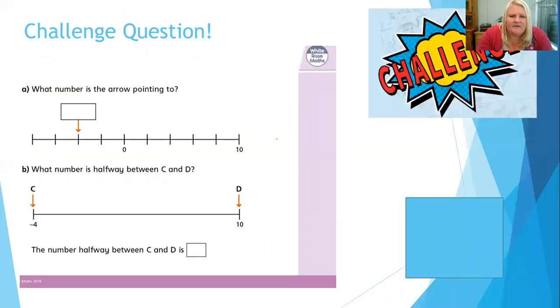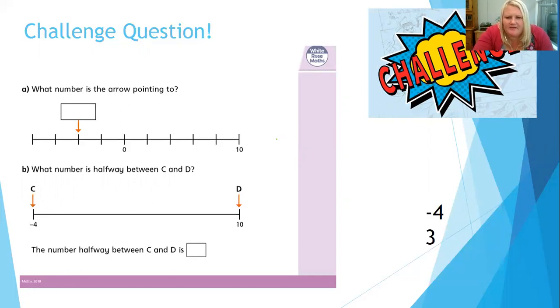Okay. Final question for today, your challenge question. I want you to have a go and see if you can work out what number the arrow is pointing to, and what number is halfway between C and D. Just like before, give it a go. Pause the screen and unpause when you're ready. Okay, so the number in the missing box is -4, and the number halfway between C and D is 3. Well done if you got those correct. That's really good thinking there.